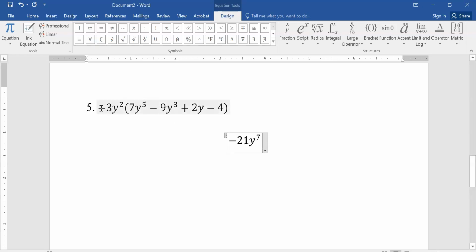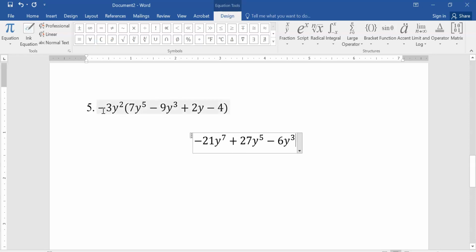The next term, we're going to get a negative 3 times a negative 9. That's going to give you a positive 27. And y squared times y to the third gives you a y to the fifth. 2 plus 3 is 5. Again, notice that negative 3 times negative 9, negative times negative gives you a positive 27. Negative 3y squared times 2y gives you a minus 6y to the third because negative 3 times positive 2 is a minus 6. Y squared times y is y to the third.